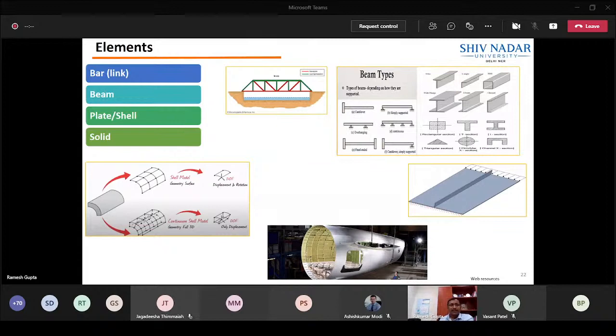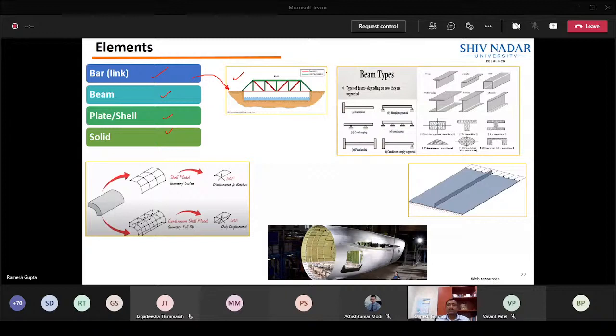There is another variety we can look at from the functional aspects, in terms of how it will be modeled. For example, you can think of a bar element, or in a finite element context, some people may also use it as a link element. Then you have beam elements, plate, and solid. Looking at the functional aspects, for example, if it is subjected to compression and tension, as in this bridge or truss, where the members are either in compression or tension, that is where we apply these bar elements or link elements, and you are able to analyze such a structure.